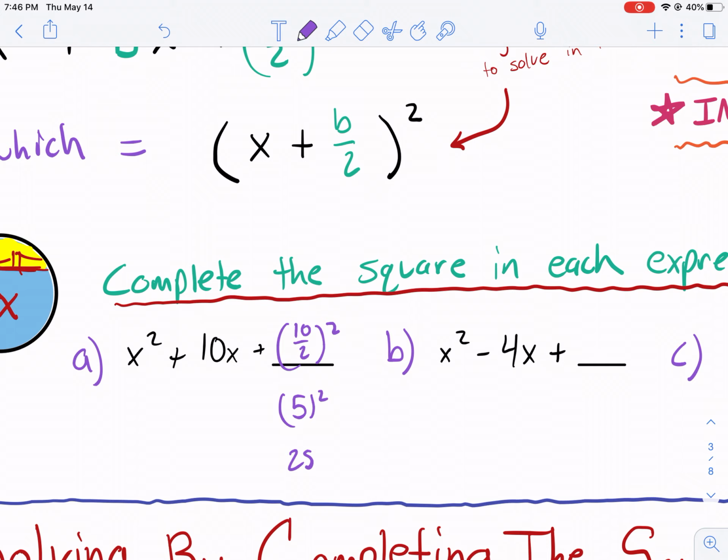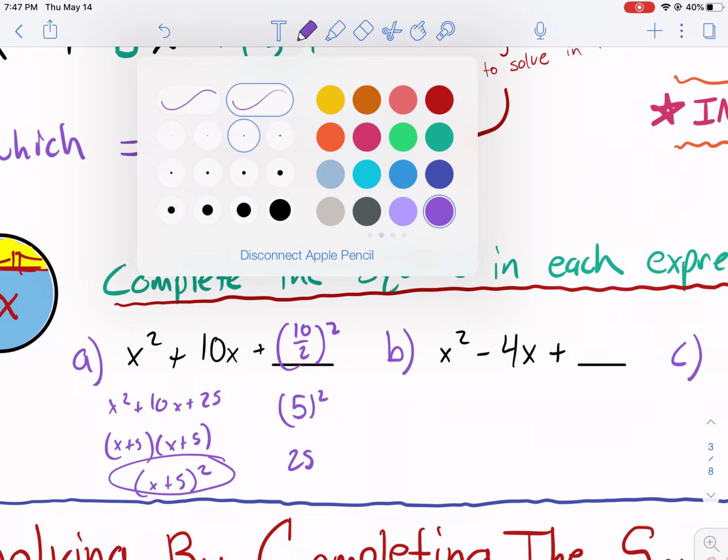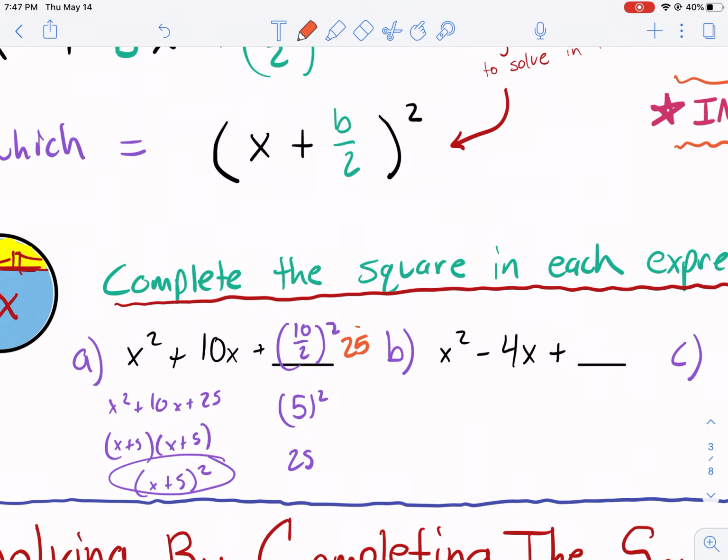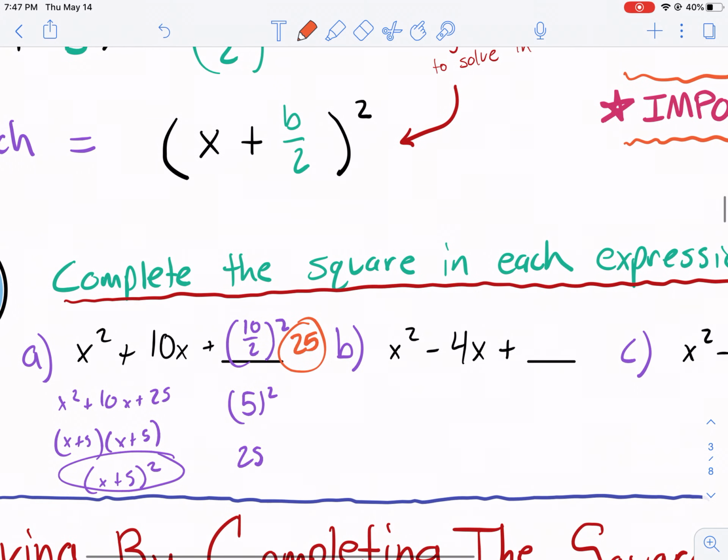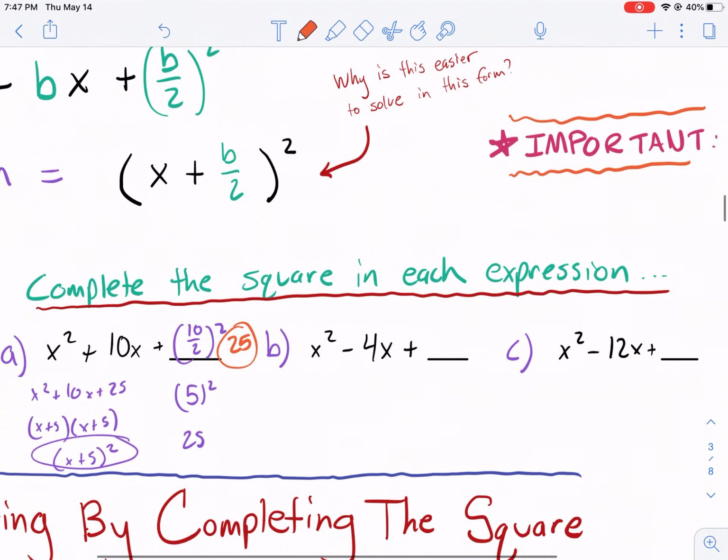Why does this work? Because x squared plus 10x plus 25 can be put into parentheses like x plus 5 times x plus 5. That's how you would factor it. If it's x plus 5 times x plus 5, we can just write that as x plus 5 squared. And then we have our answer. That's why adding 25 to this expression makes it a perfect square trinomial.